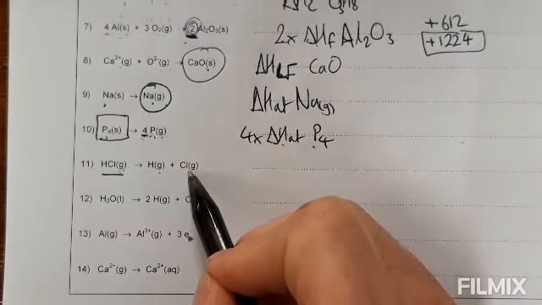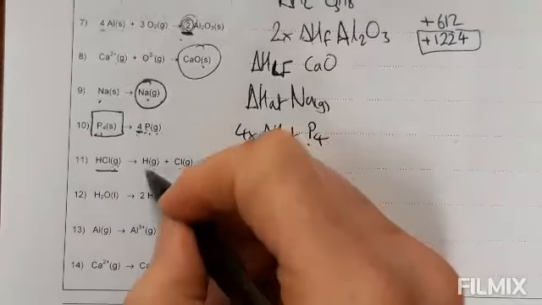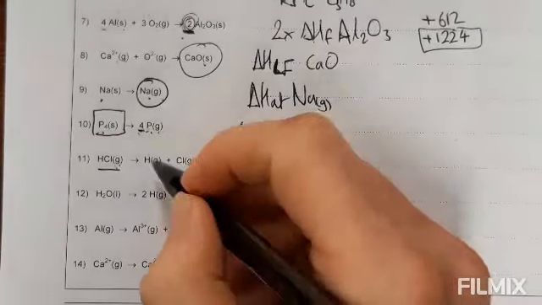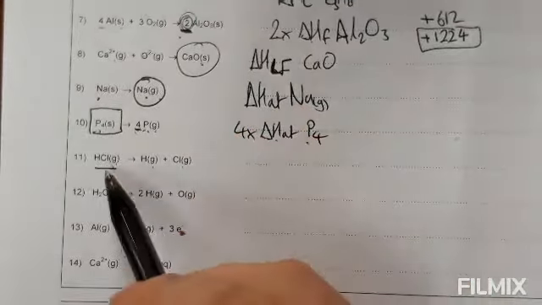H gas and Cl gas. Now they look weird, don't they? It's not H2, it's not Cl2, it's not H plus, it's not Cl minus. So it's nothing to do with ions, nothing to do with lattices. It's nothing to do with elements in their standard states, because these aren't elements in their standard states. Everything in the gas phase is a clue here.